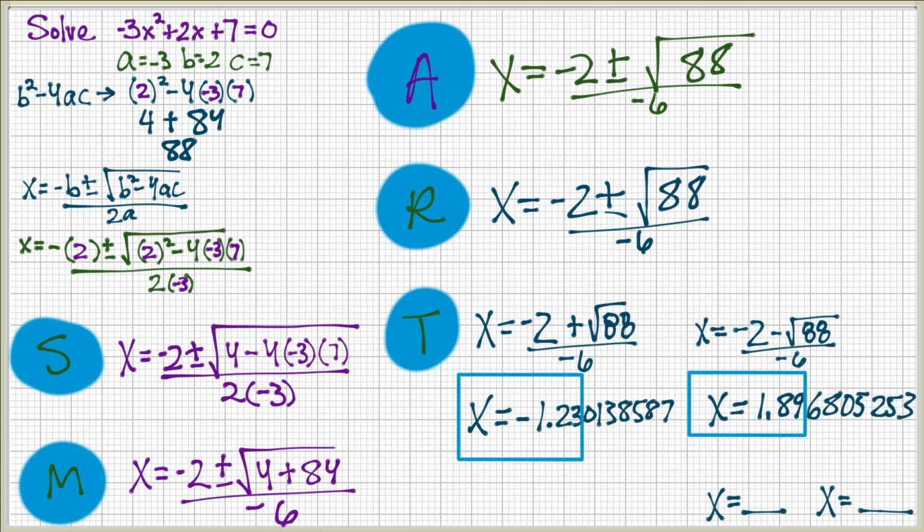Our first answer is x equals negative 1.23 followed by a 0. The 0 will not round the 3 up to a 4, so our first answer is negative 1.23. And our second answer has x equals 1.89 followed by a 6. The 6 will round the 9 up to a 10, and the 10 will round the 8 up to a 9, so our answer will be 1.90. Those are the 2 solutions to this quadratic equation.